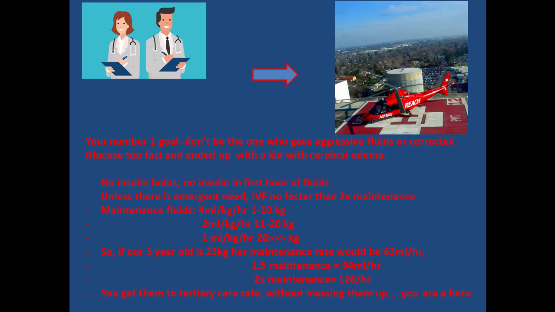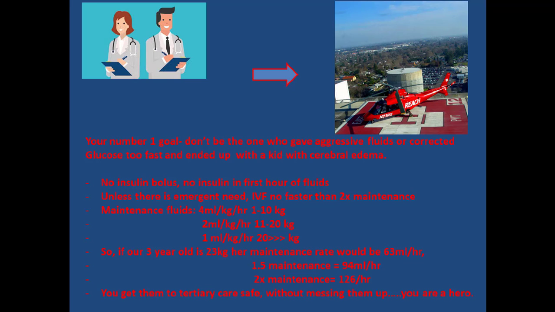As far as IV fluid infusions, really between 1.5 maintenance and twice maintenance. Twice maintenance is that absolute max that you want to go, because your number one goal, again, is don't be that guy. As far as maintenance fluids for kiddos, it's pretty easy to figure out. Just remember 4-2-1 for the rate in milliliters per hour.